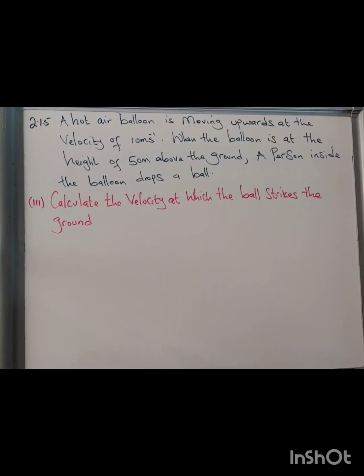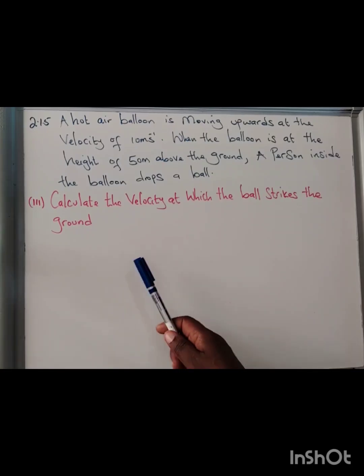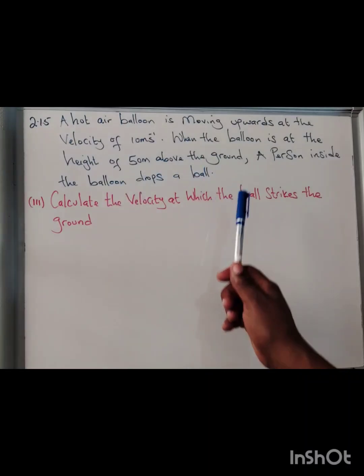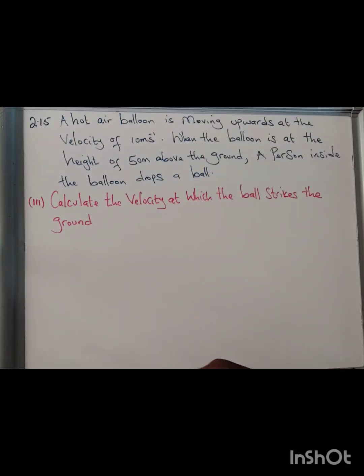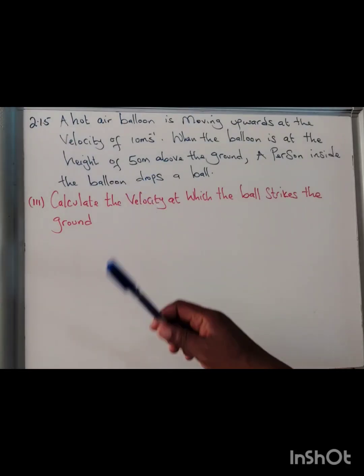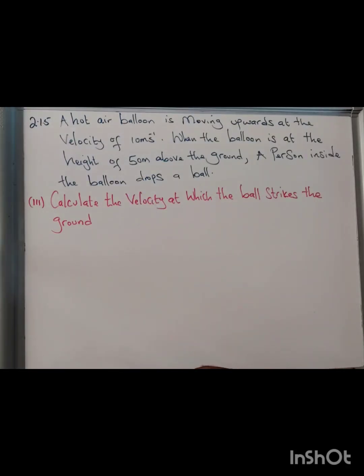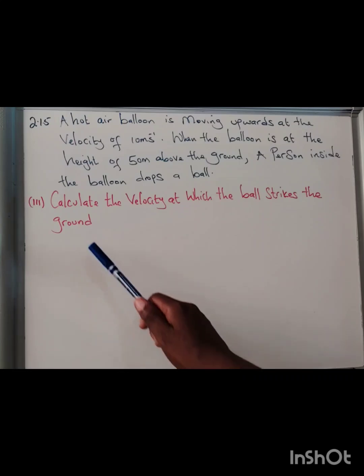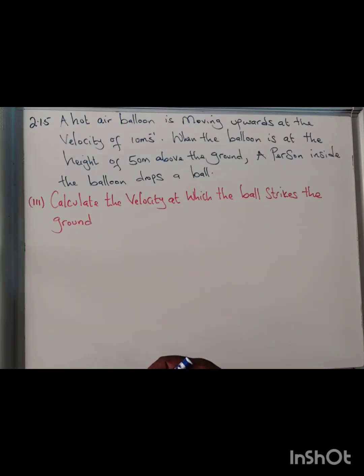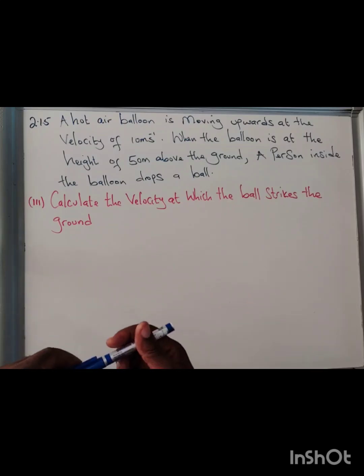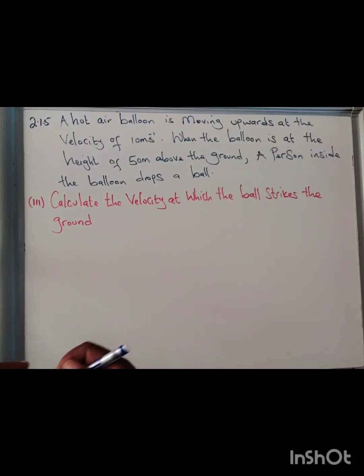Okay, yes, we are still on the same question here. It says a hot air balloon is moving upwards at a velocity of 10 meters per second. When the balloon is at a height of 50 meters above the ground, a person inside drops a ball. Calculate the velocity at which it strikes the ground. When you look at this information, what do you look for? Let us look at the information we can get.